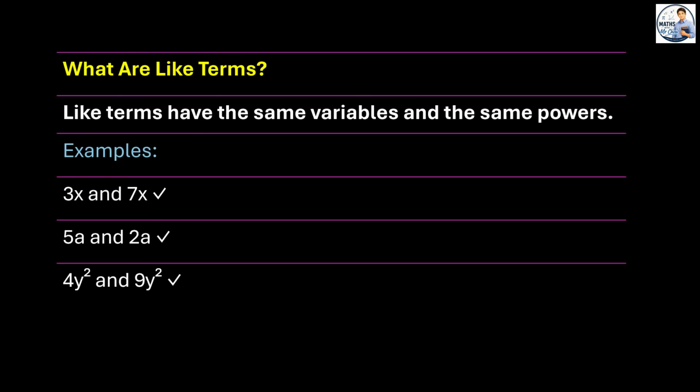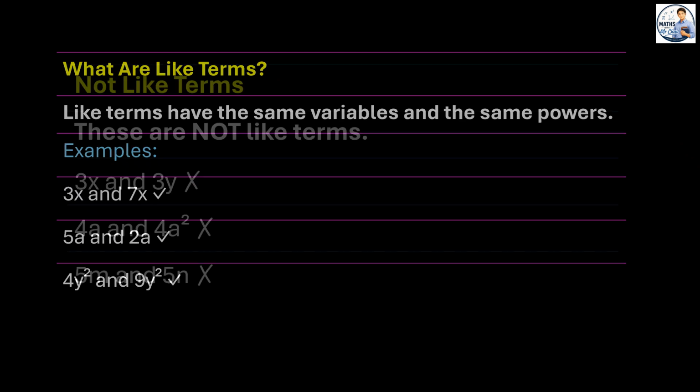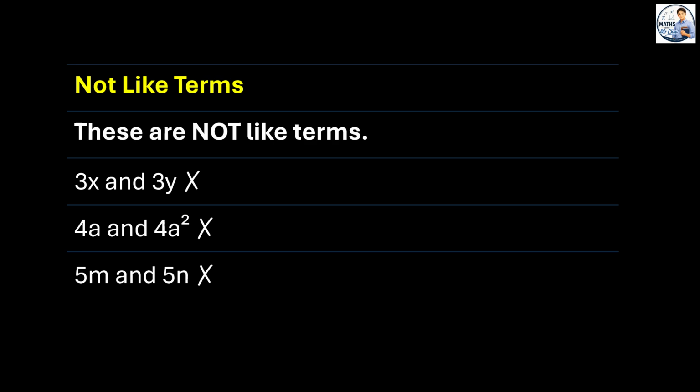Like terms have exactly the same variables with the same powers. For example, 3x and 7x are like terms, 5a and 2a are like terms, 4y squared and 9y squared are like terms. These are not like terms. 3x and 3y have different variables, 4a and 4a squared have different powers, 5m and 5n have different variables. Remember, both the variable and the power must match.